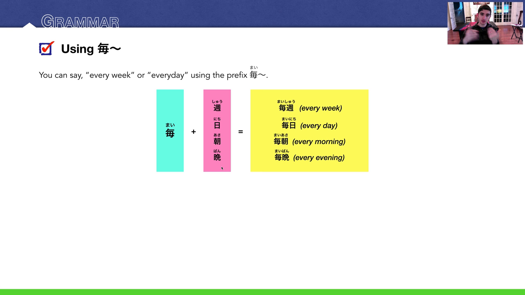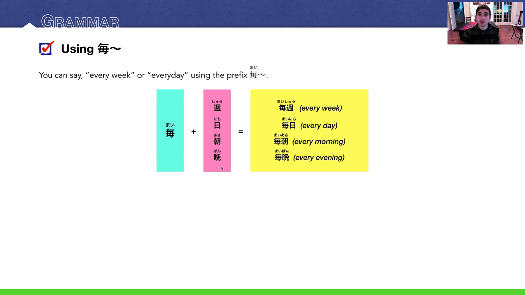Now, in the past, well, you know asa. Maybe you don't know bang. I don't know if I taught bang before. I really should make a list of the vocabulary I taught you in the past. But bang is evening, the word for evening. Like konbanwa, good evening. That's bang.